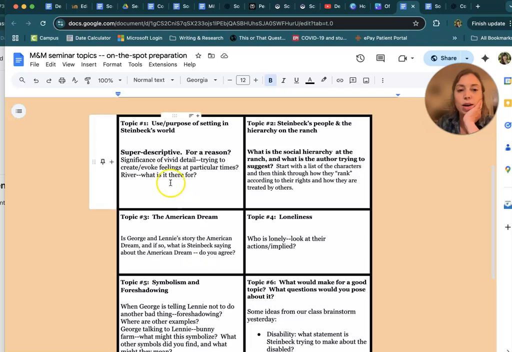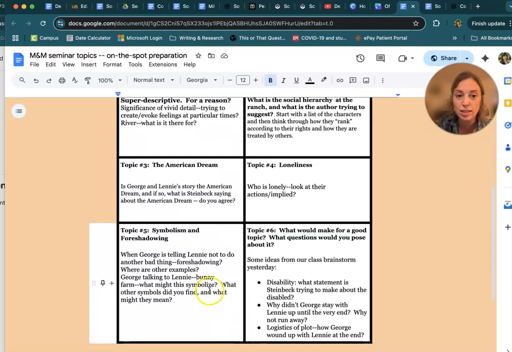So if you notice here, I had topic 1, use or purpose of setting in Steinbeck's world, and a couple of questions that students had actually come up with. A lot of these I had just compiled a couple of days prior. Topic 2, Steinbeck's people and the hierarchy on the ranch. Topic 3, the American dream.